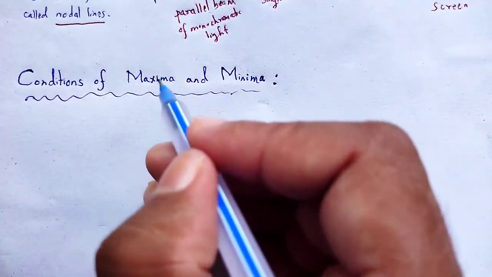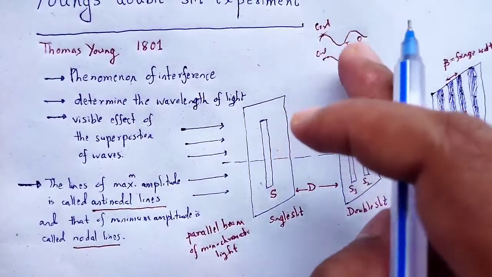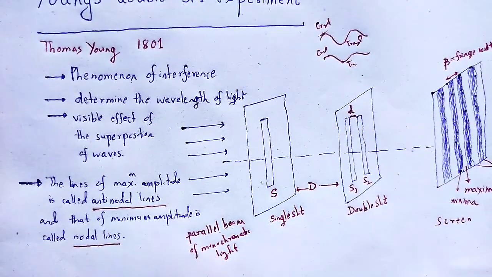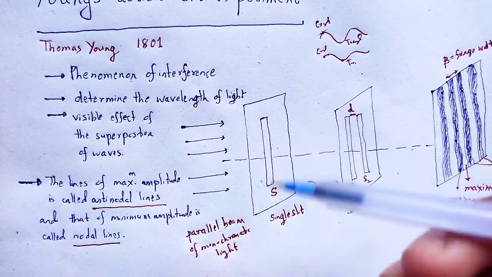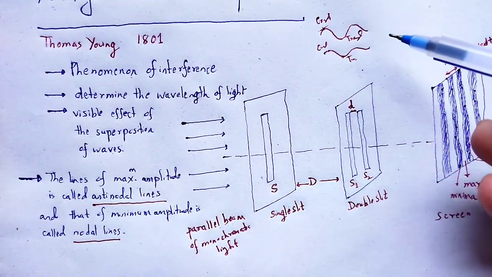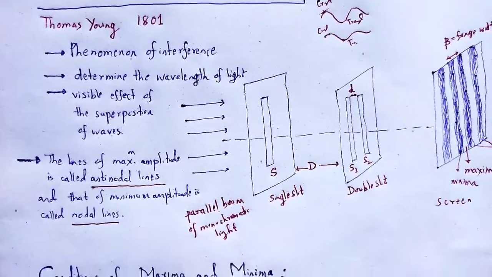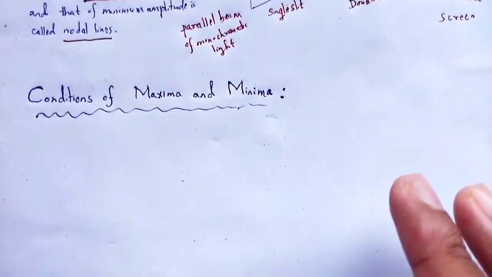Here, in case of maxima, the waves are crest to crest or trough to trough, that is the constructive interference. Then in case of minima, that is crest to trough and trough to crest, therefore we get destructive interference. The conditions for maxima and minima.